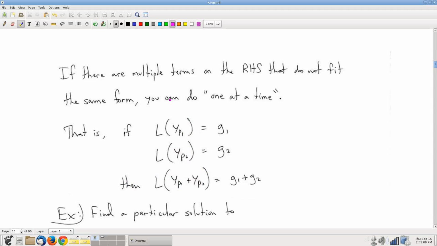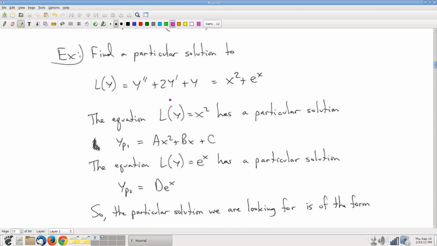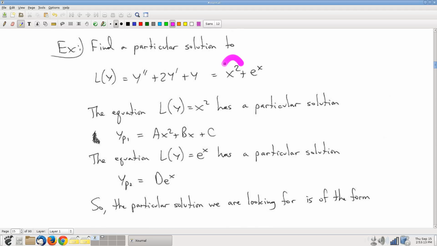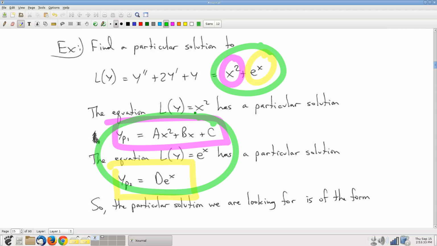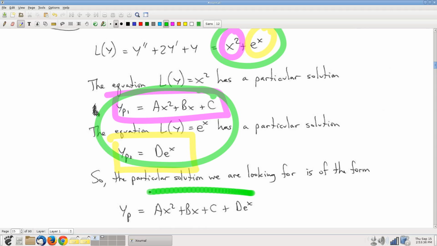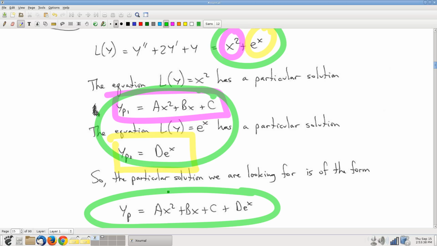So, a nice easy example is here. Application. Looking at this term, that motivates these terms in our guess. Looking at this, that motivates this term in our guess. All together then, for the actual differential equation we're interested in, I'm just going to combine these terms, and this is the form that I should try as a particular solution for that differential equation.